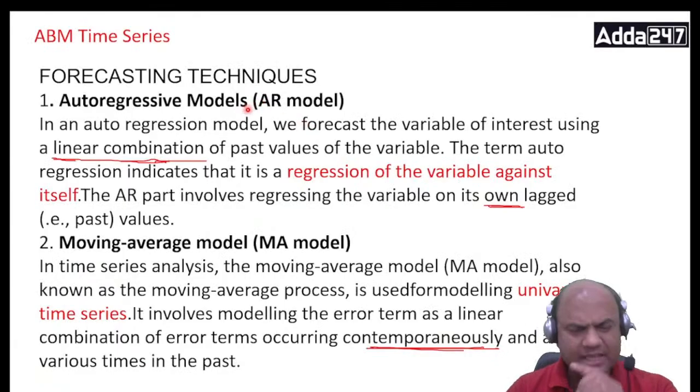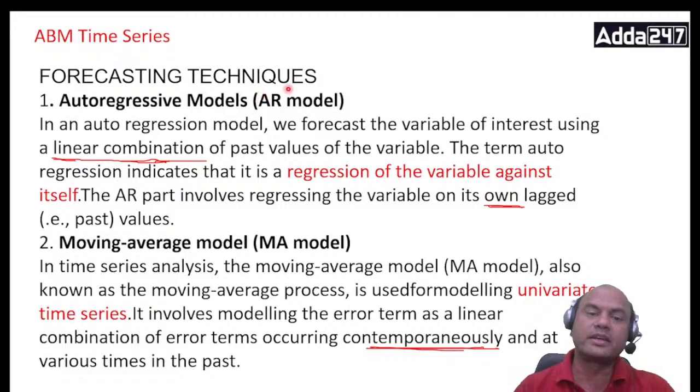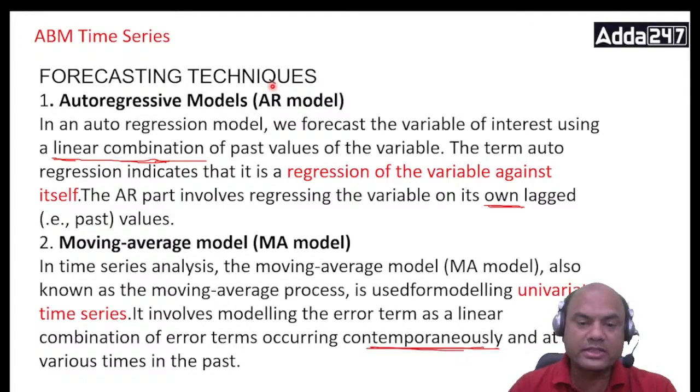Now some theory, the last part of this topic: forecasting techniques. Now for forecasting techniques, there are two methods. Auto-regressive, three methods, not two. Auto-regressive, then moving average, and the last one is ARMA, a combination.